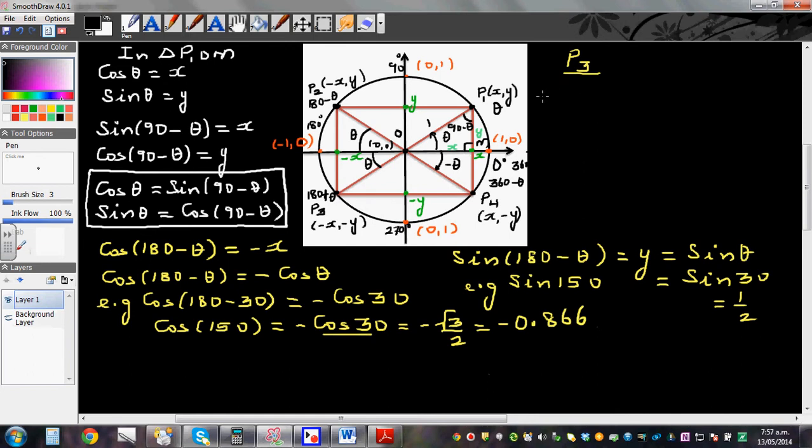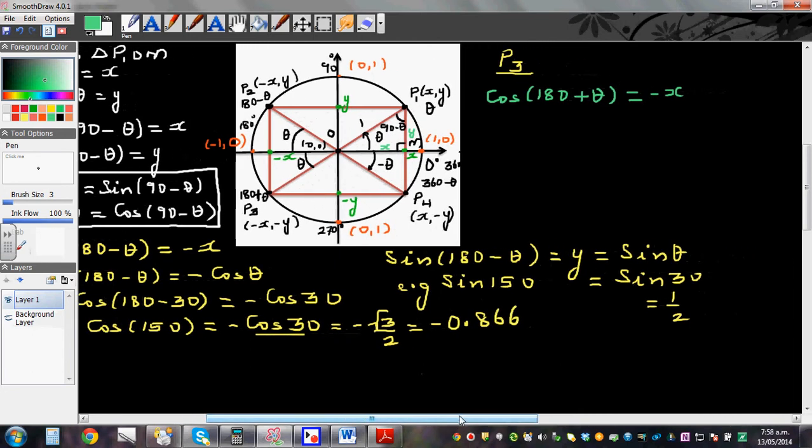So I can say cos 180 plus theta is, you have to just look at the x coordinate at P3, which is also minus x. So this is equal to minus cos theta. So let's say theta is 60. Yeah, so you can say cos of 240 is equal to minus cos of 60 degrees.